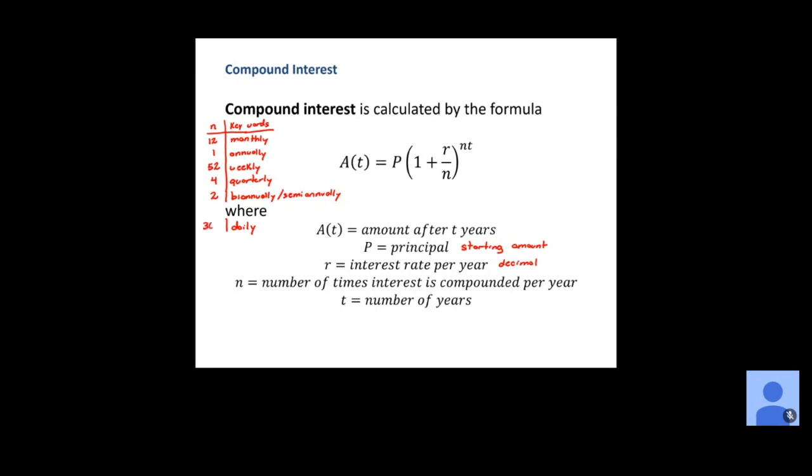365. Good. And that's always going to be the case. We never worry about leap years. So it's never going to be 366, always 365 for daily. That's the same thing with a bank. Even your bank is going to use 365 even during a leap year to compound your interest if it's daily compounding. So just know that that's always going to be the case for daily. Okay. All right, so those are the ones we need to worry about.